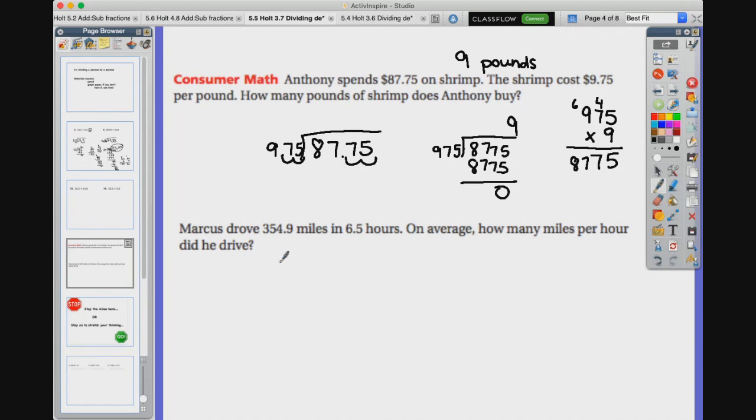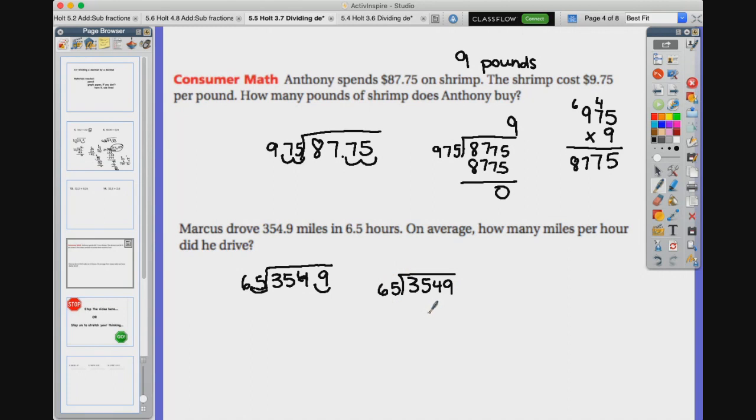If we go to Marcus, he drove 354 and 9/10 miles in 6.5 hours. How many miles per hour did he drive? We're guessing he drove the same speed the whole time. So we're going to move our decimal out. There we go. So we have 354.9. So 3,549 divided by 65. It is the same problem. You have to move the decimal out in order to be able to solve this.